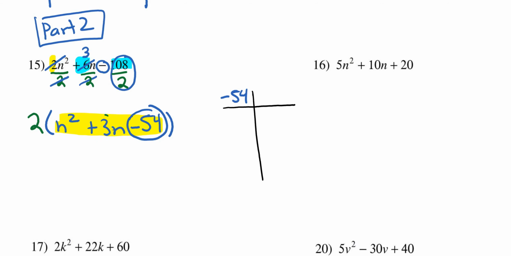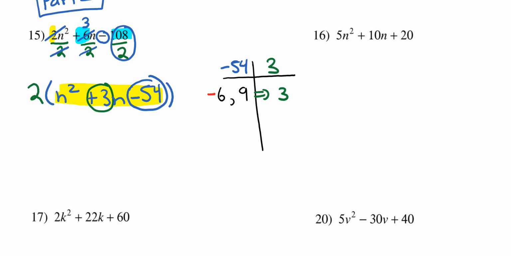and the middle number here is 3. So we need two numbers that multiply to negative 54, and those two numbers need to add to 3. So the numbers I'm thinking are 6 and 9. 6 times 9 gives you the 54, but we need a negative 54, so one of these numbers has to be negative. And it's better to put the negative sign on the 6 because 9 minus 6 gives you the 3.